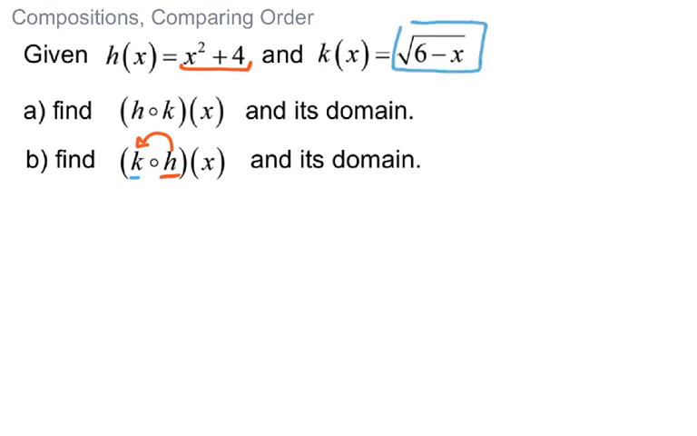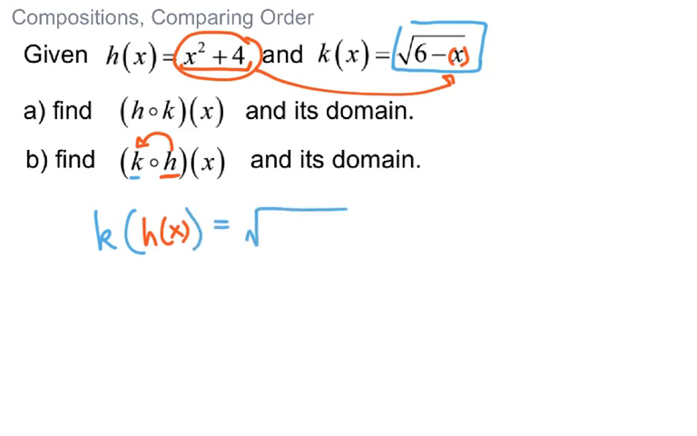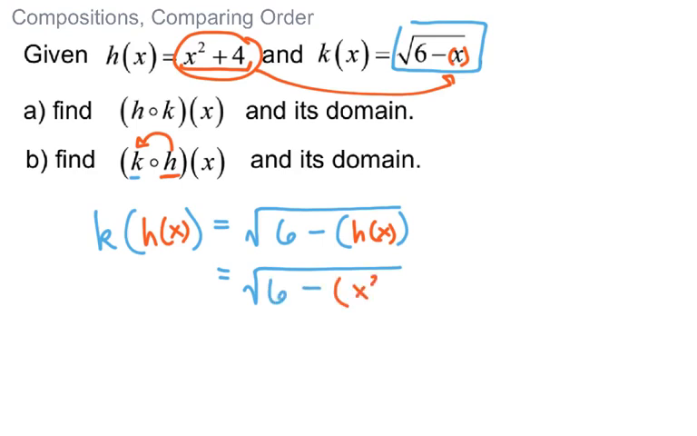All right, so what that means is x squared plus 4 is going to go into this function for x. So let me write this out. This says k of h of x, or rather the square root of 6 minus some x. And of course, in this case, we are going to plug the h of x function in for x. So this is the square root of 6 minus, and here I have x squared plus 4.